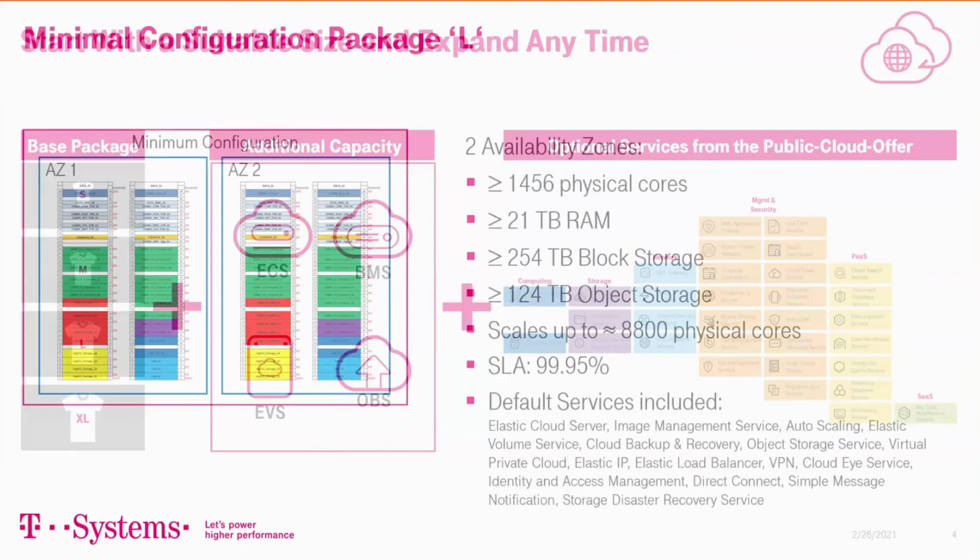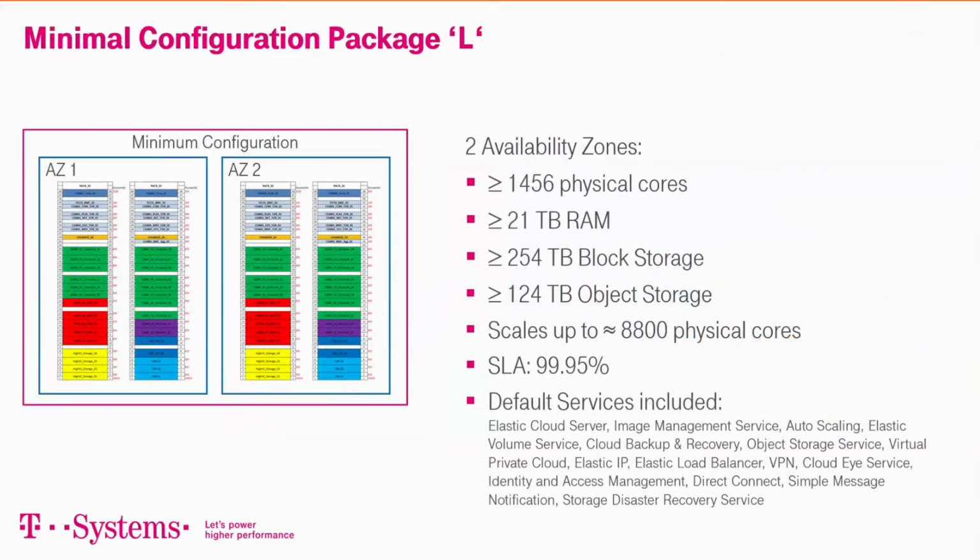This is what it could look like. This is an example of the hybrid size L. It contains a total of 28 compute servers for flavors, which we call the general purpose flavors. The 1,456 physical cores mentioned here translate to almost 5,000 vCPUs with hyperthreading and overcommitment. But this is only the base configuration, as mentioned.